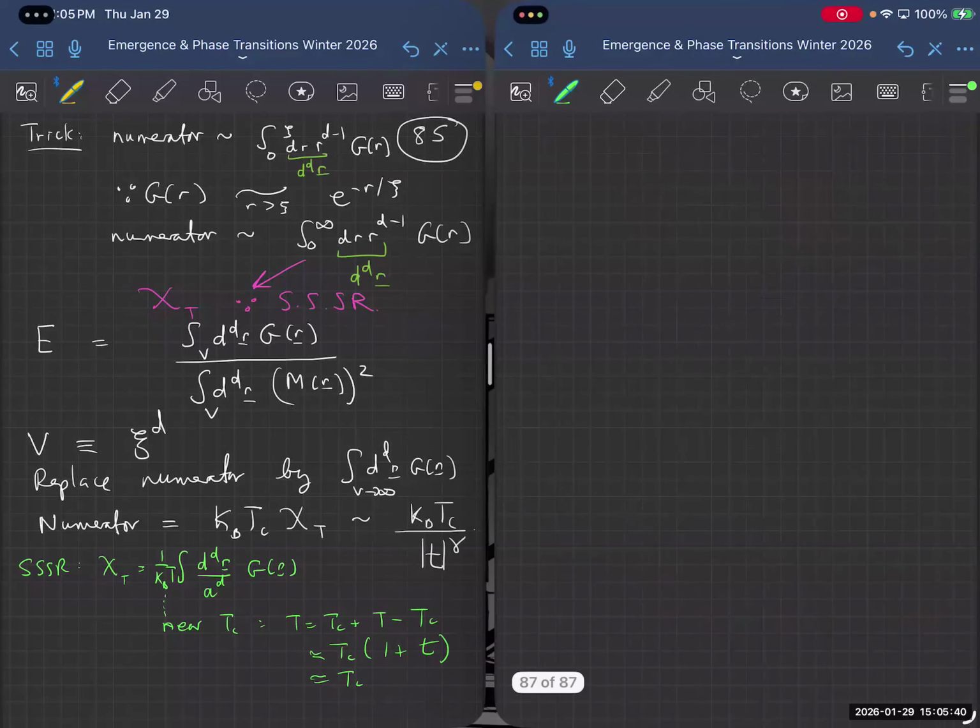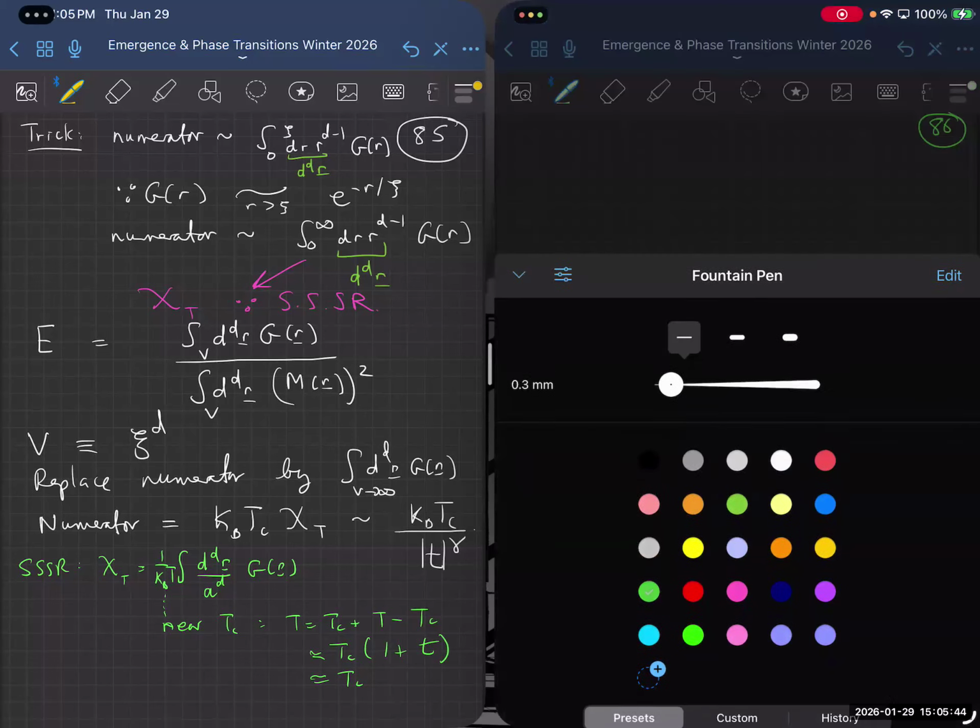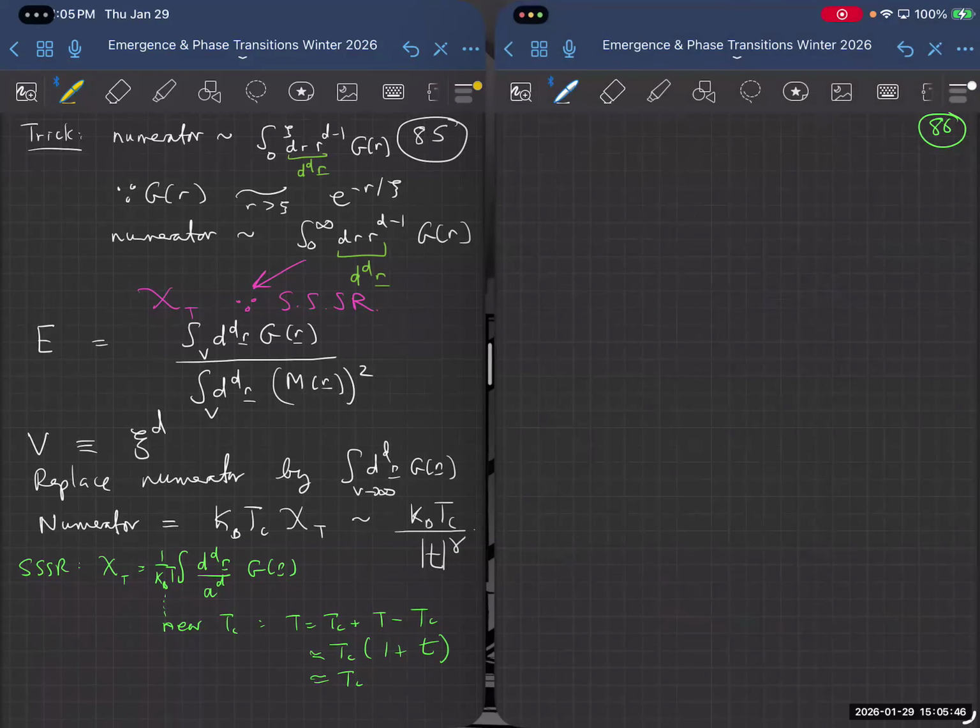So glad Apple upgraded everything. All right, so now let's then work out what E is then. So the numerator of E is equal to kB Tc over t to the gamma, and gamma in mean field theory, we computed that was equal to 1. What is the denominator?